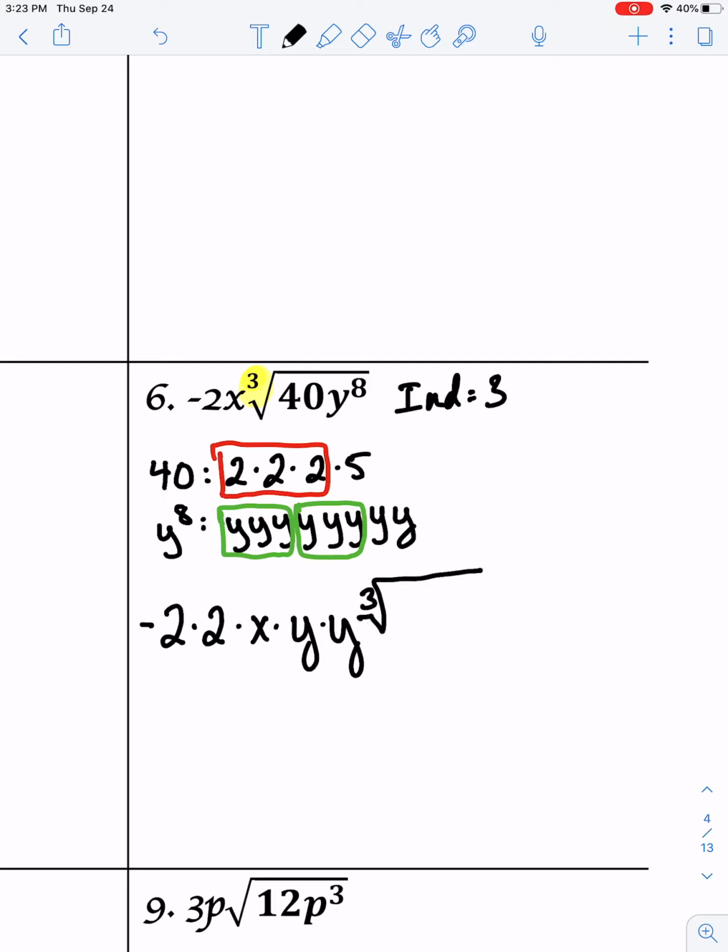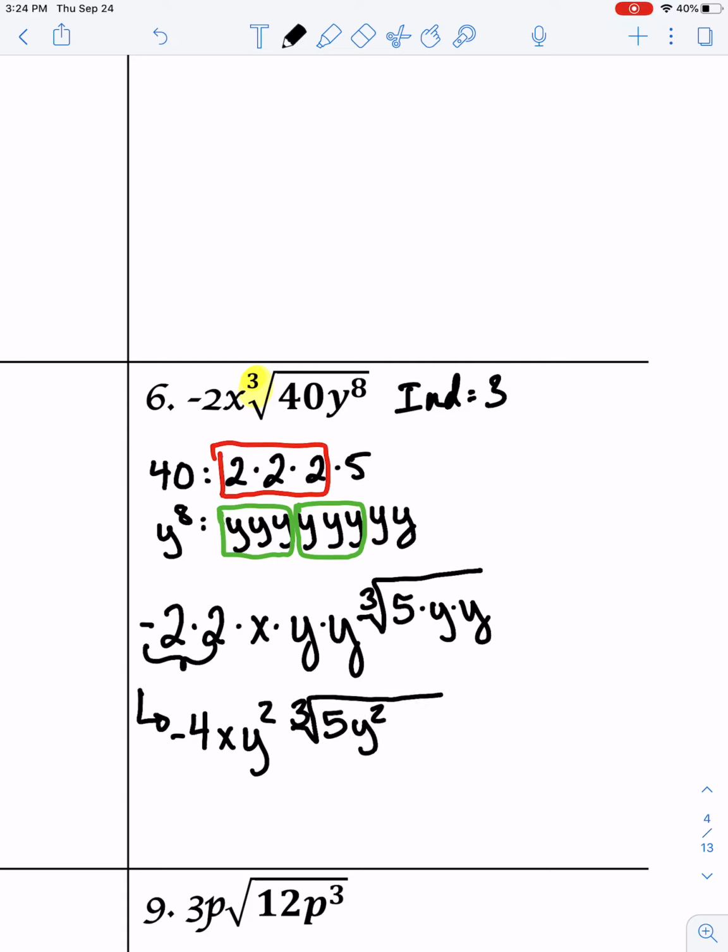The cube root of whatever's left over, which is 5 times y times y. I simplify this by multiplying my numbers. Negative 2 times 2 is 4, but it's a negative. X is by itself. Y times y is y squared. The cube root of 5y squared.